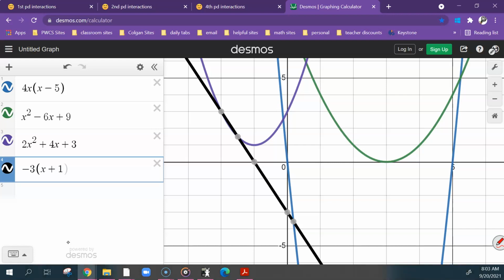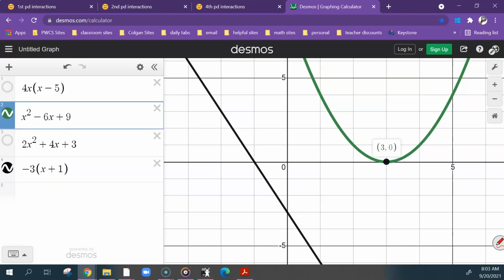So here, as I'm looking at these, the blue goes through it twice, so that's out. The purple doesn't touch the x-axis at all, so that's out. Both of these touch the x-axis exactly once. This one goes through it at only one place, and this one touches it at just one place. So both of those would be your answers: x squared minus 6x plus 9, and negative 3x plus 1.